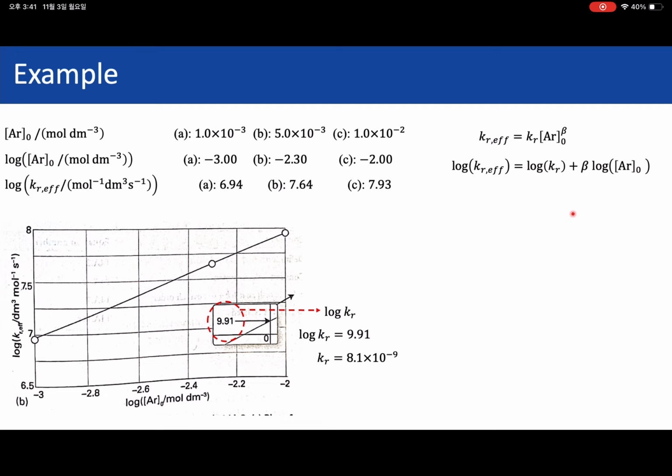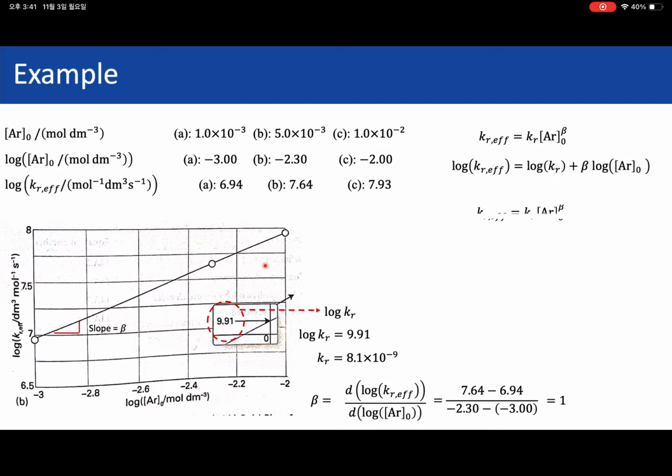And now the last thing we need to find is the slope of this line, which corresponds to the beta value, which is the reaction order of argon. So we just pick any two points and plug into this equation to find the slope of this line. Then we find the reaction order of 1.